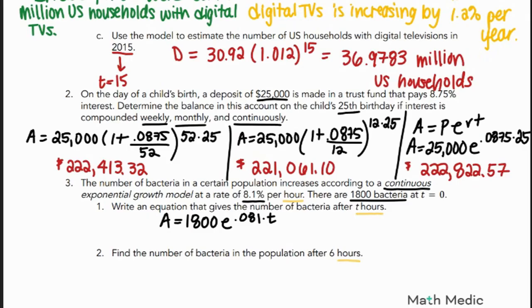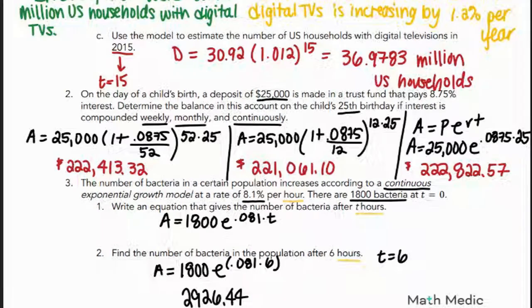All right, now it says find the number of bacteria in the population after 6 hours, so we just need to let t equal 6 and see what we get. So 1,800 e to the 0.081 times 6. Make sure that both of these values are in your exponent. And if you type this in your calculator, you're going to get 2,926.44 bacteria, but I would assume that individual pieces of bacteria should be rounded to the nearest whole number.